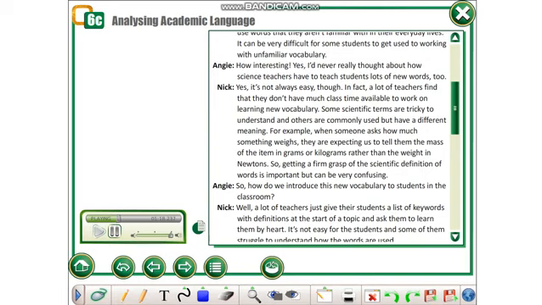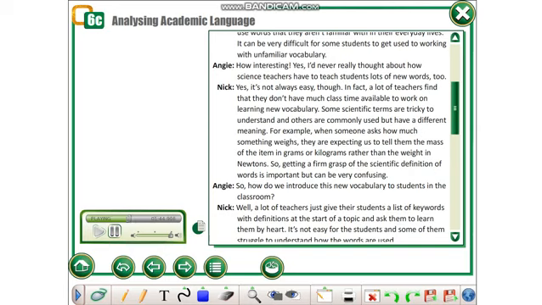In fact, a lot of teachers find that they don't have much class time available to work on learning new vocabulary. Some scientific terms are tricky to understand and others are commonly used but have a different meaning. For example, when someone asks how much something weighs, they are expecting us to tell them the mass of the item in grams or kilograms rather than the weight in newtons. So, getting a firm grasp of the scientific definition of words is important, but can be very confusing.